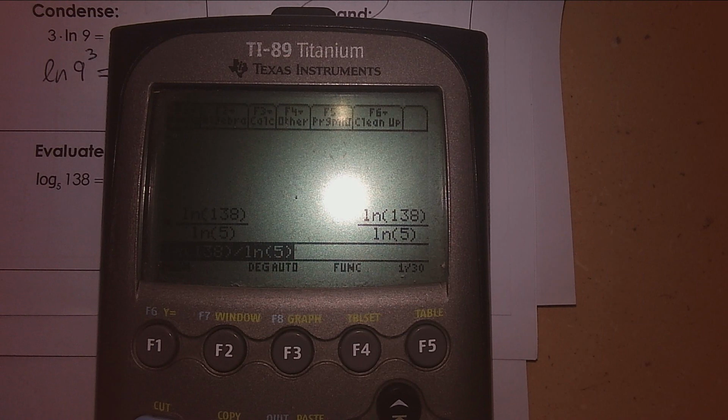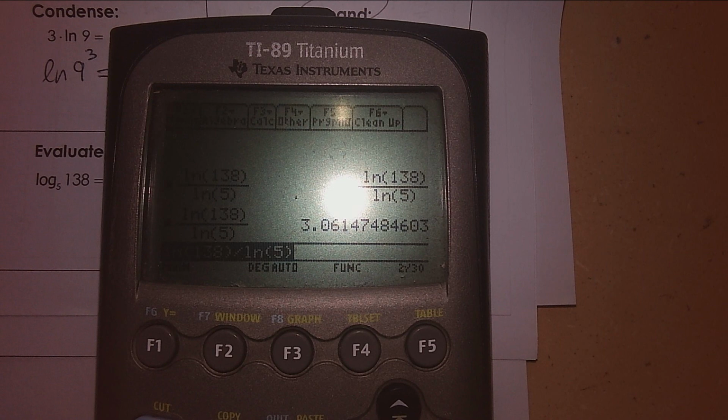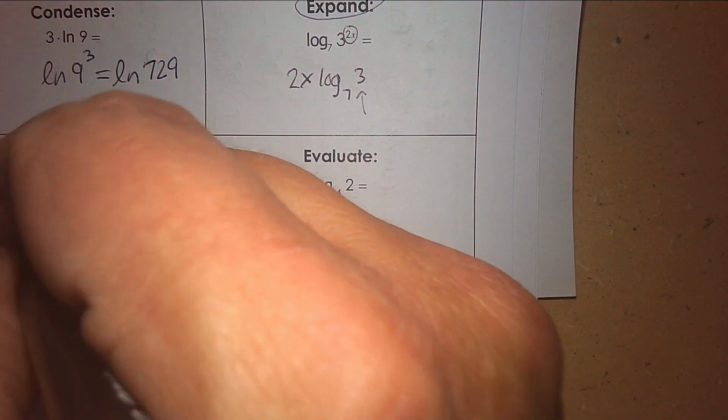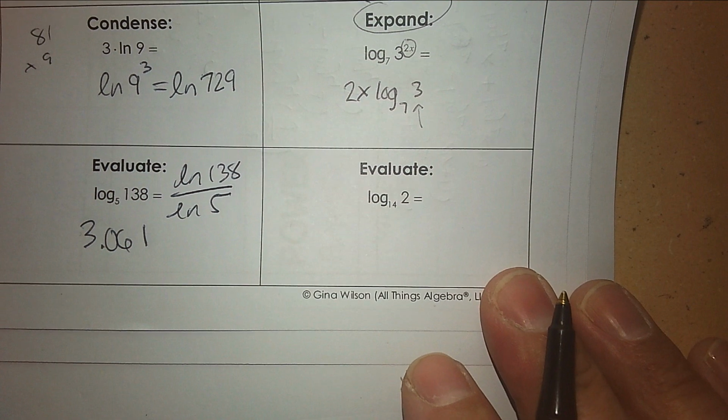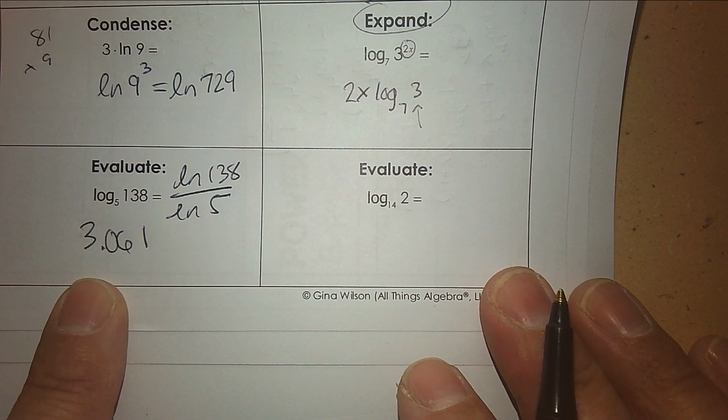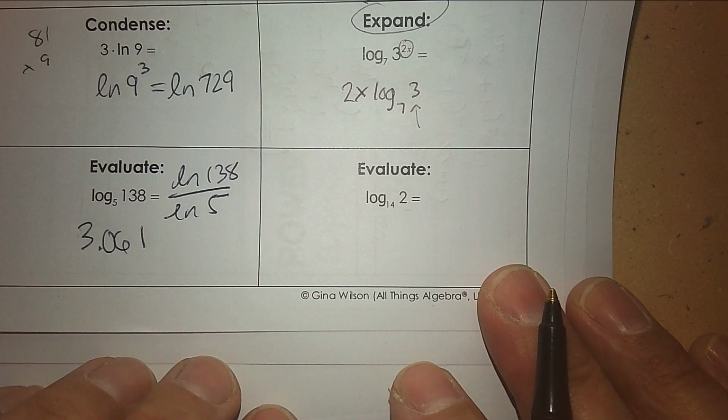So if I need to know the approximate answer, what do I use in my calculator? I press diamond and then enter for the approximate answer. Did you get that on the calculator? 3.061. So we went ln 138 divided by ln 5. On the Nspires, you just typed it in, right? We got them? All right.